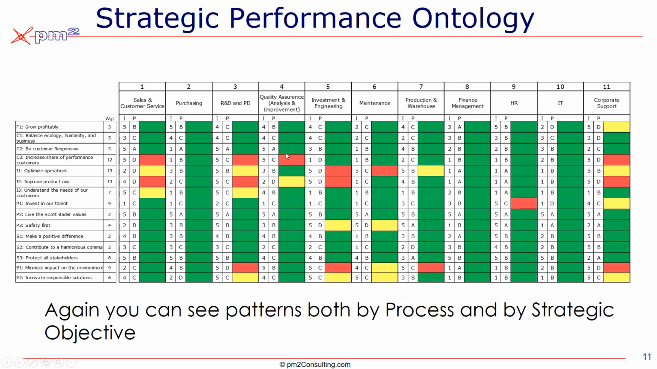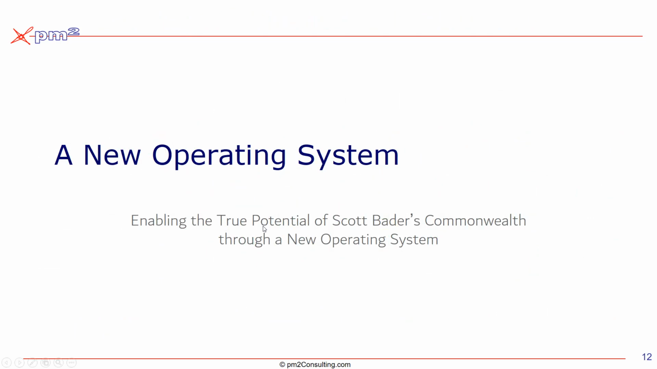Now, once the teams have identified their KPIs, we can add up the KPIs in conjunction with strategic importance and weighting to determine where the critical performance gaps are in the current organization. And from there, we can set up that new operating system.